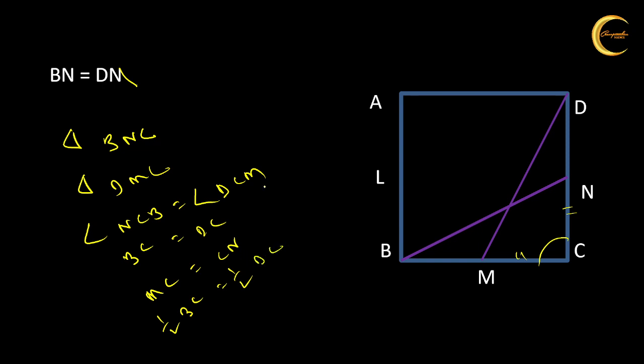Okay. Now you can see here, one angle is there and two sides are there. So that these two triangles, triangle BNC equals triangle DMC. Okay. So these two triangles are equal in all respects, so that this BN line equals this DM line.